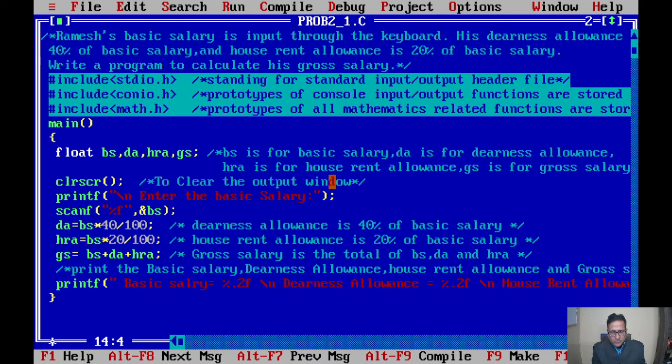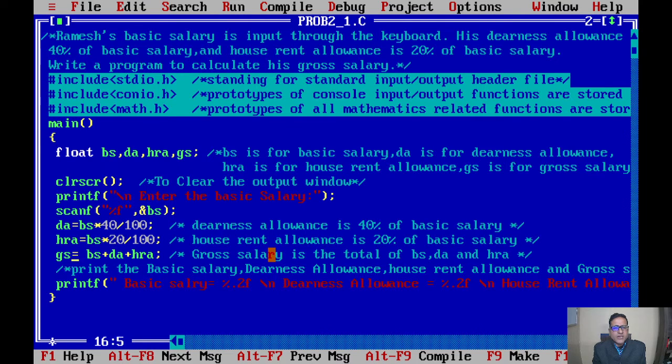After that we just put the formula to find the DA. Dearness allowance is given 40% of the basic salary. I also comment here dearness allowance is 40% of basic salary. So we find it here by writing the formula BS into 40 divided by 100. Likewise, in the next statement we calculate the value of the house rent allowance, which is the 20% of the basic salary. BS multiply by 20 and divide by 100. And you must remember to put these semicolons in every statement.